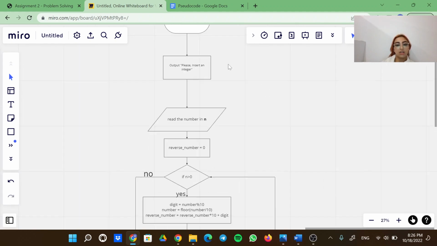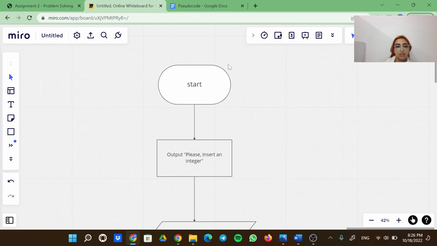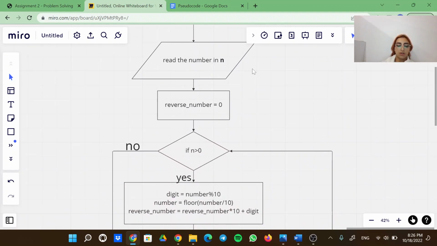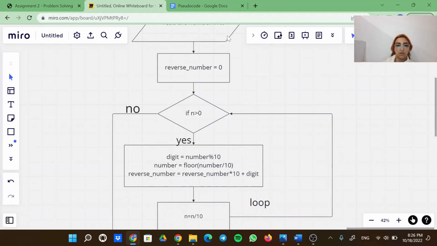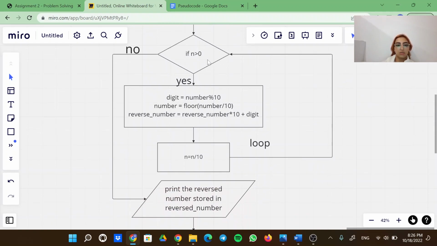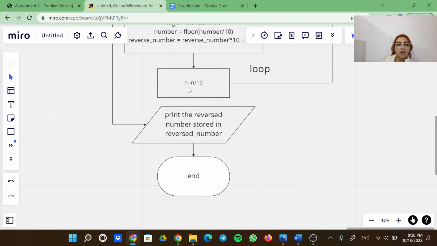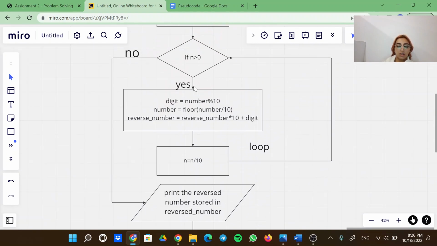And here is the flowchart. Start, output: please insert an integer. Read the number in n. Reverse number is 0, it takes the initial 0. If n is bigger than 0, yes, digit, number, floor, it's the same as in the pseudocode. I explained it already. n is divided by 10, it takes the other digits, minus the last digit. Comes here.